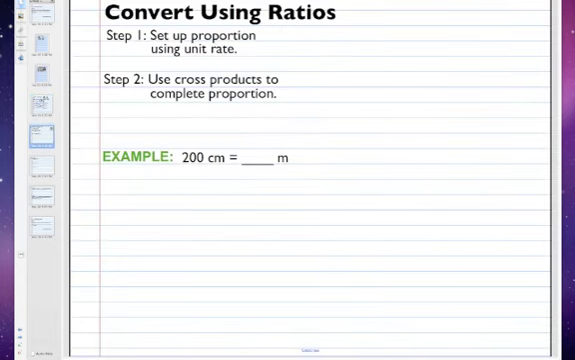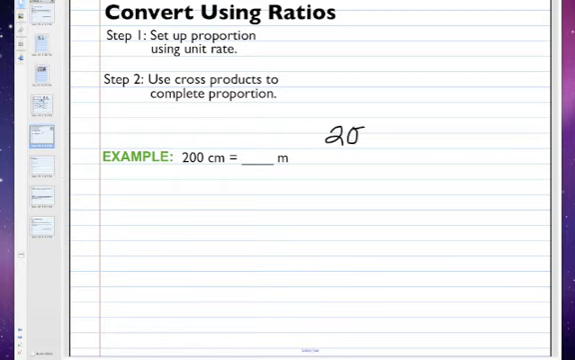One other major skill you need to know when working with the metric system is how to convert within that system. And it actually pulls from some previous work we've done with proportions, because you can convert in the metric system using proportions pretty simply. Let's say I have 200 centimeters and I want to convert that to meters.